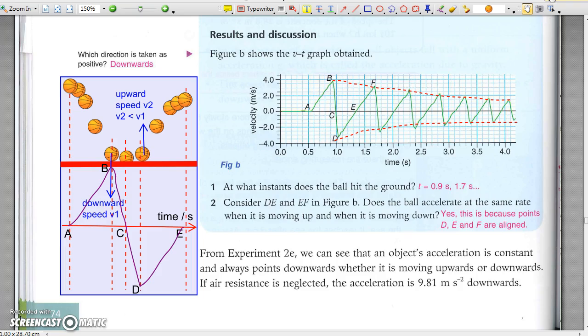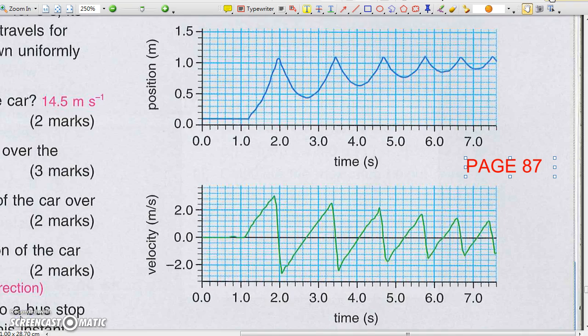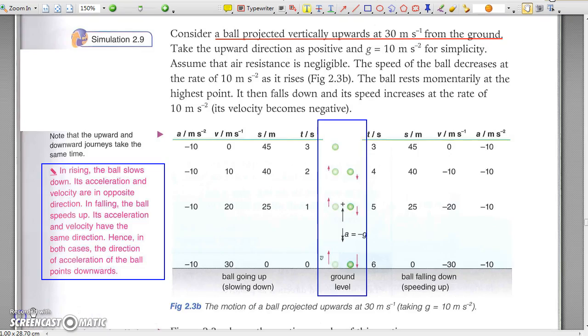Well, what about the displacement time graph? What would it look like? You may find one on page 87. The illustration on page 75 is something that you must not miss.